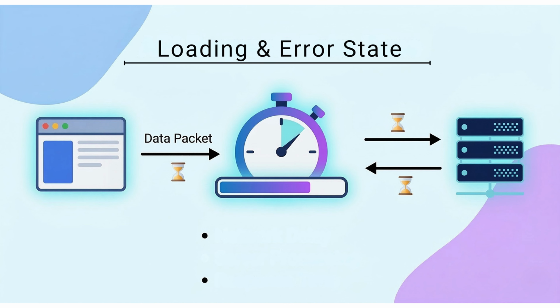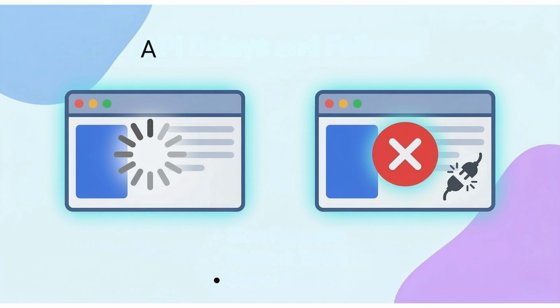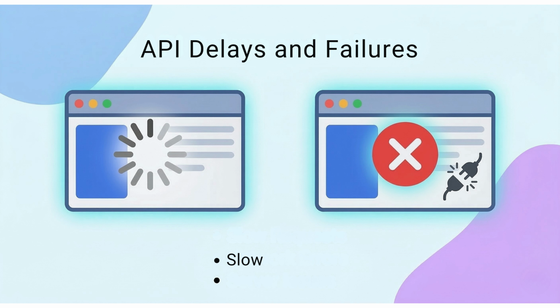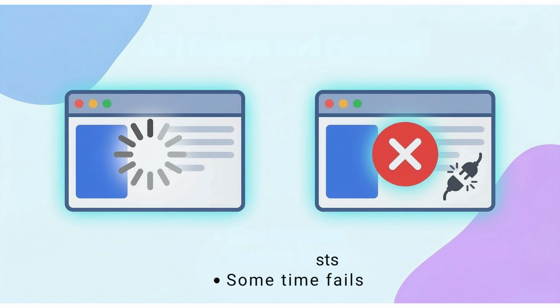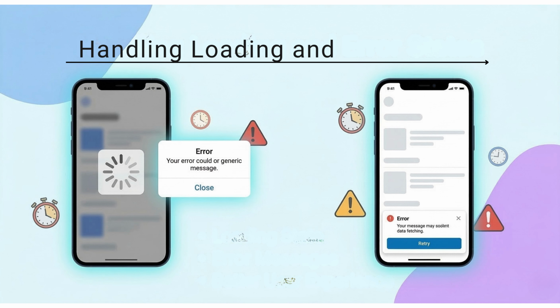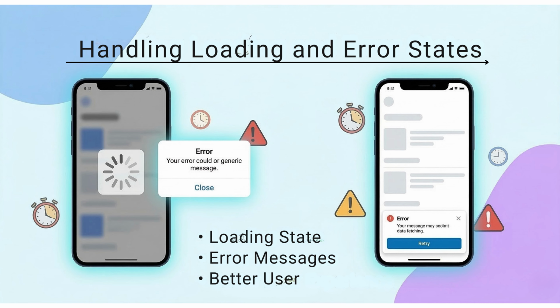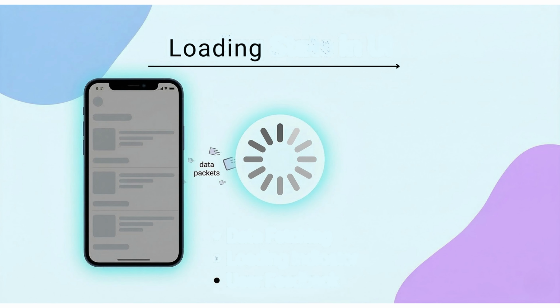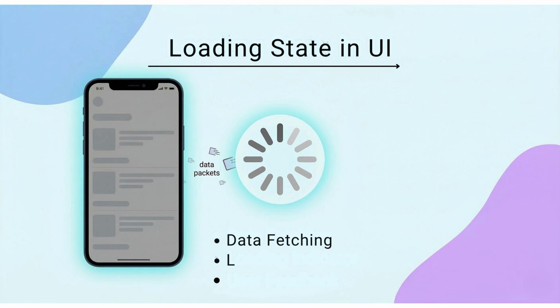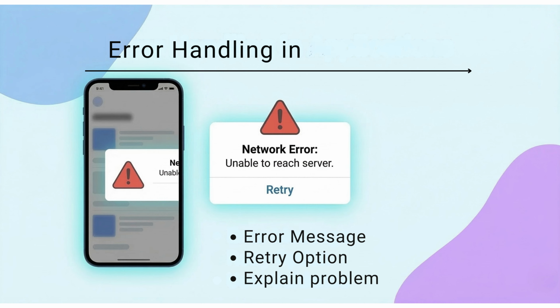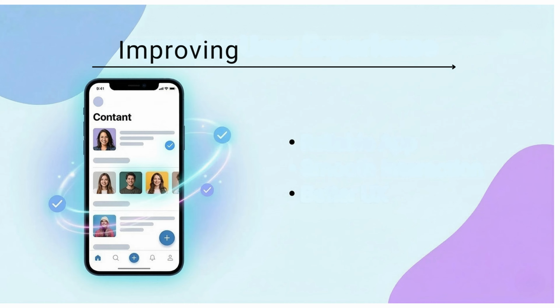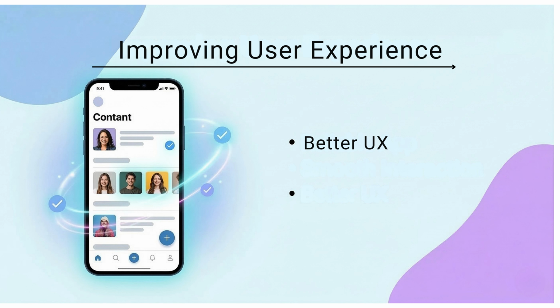Loading and error states. When working with APIs, requests are not always instant. Sometimes a request may take a few seconds and sometimes it may fail. Because of this, applications need to handle loading and error states properly. While data is being fetched, the UI usually displays a loading message or a spinner. If something goes wrong, the UI displays an error message explaining the problem. Handling these states improves the user experience and makes the application feel reliable.